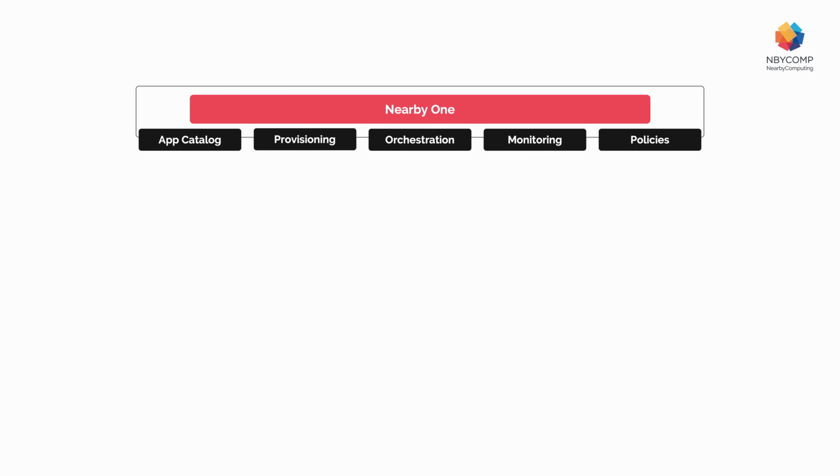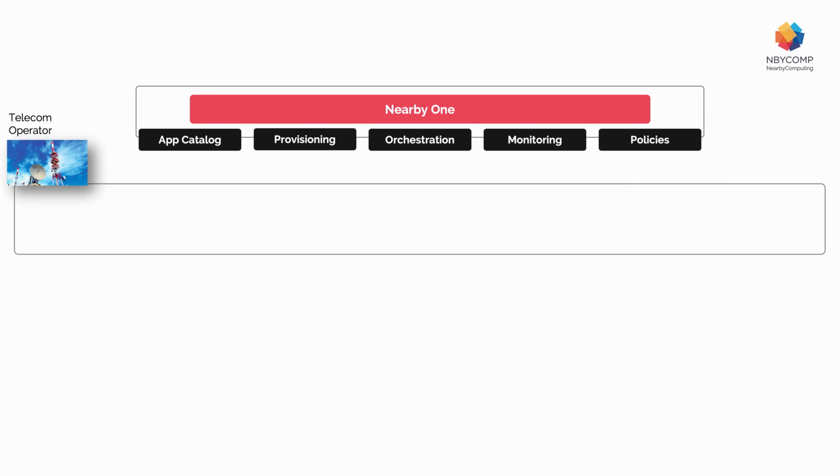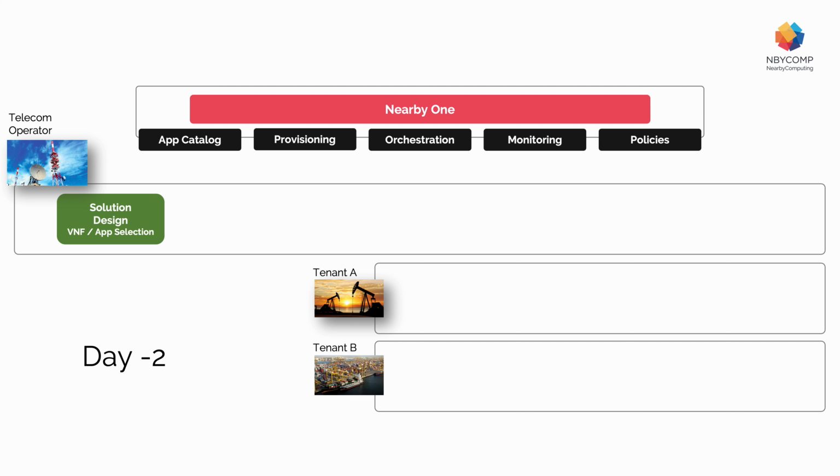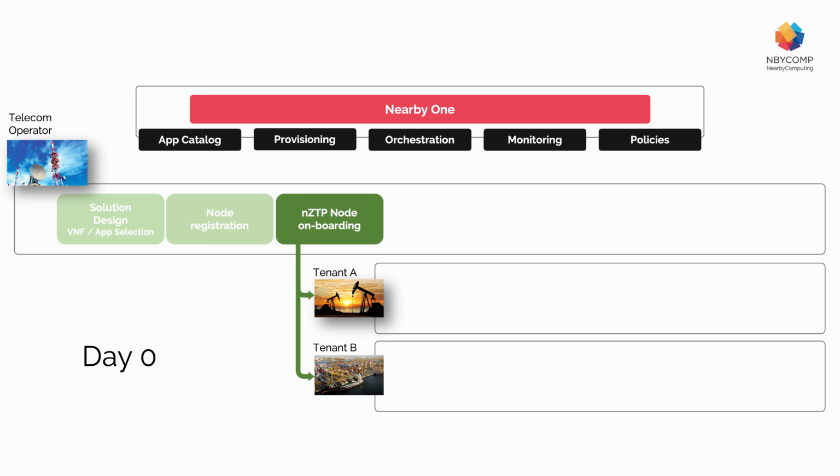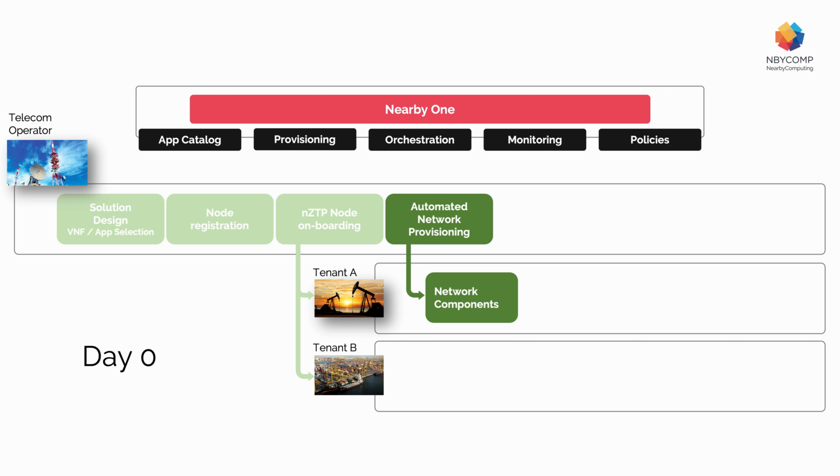Let's discuss first how it can be used to provide managed services to third parties and customers. Let's suppose first that the telco operator wants to provide private LTE services to two customers. First thing would be to design the solution in day -2. Day -1 would be committed to pre-registration of the infrastructures for the customers. Day 0 would be the time at which the nodes are onboarded, provisioned, and prepared for deploying services. After that, the telco would deploy the network components in the infrastructure or at the edge for the two tenants.